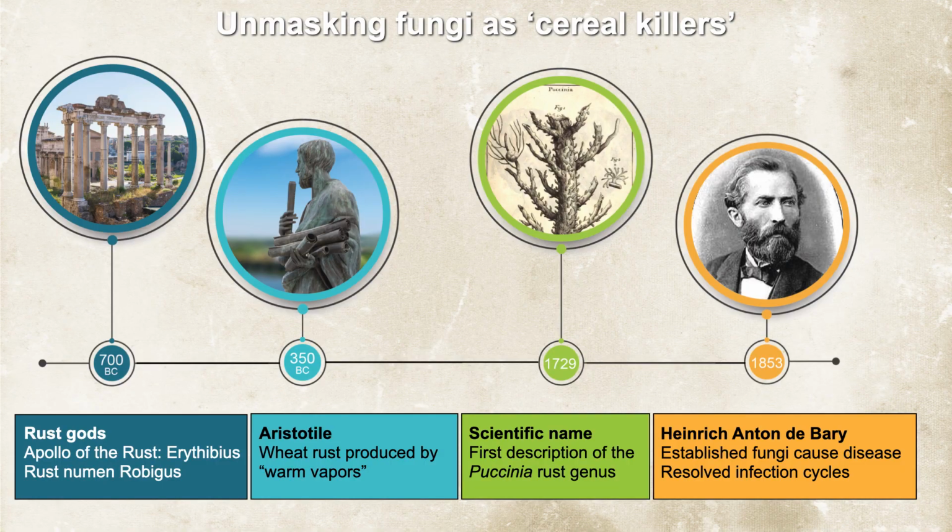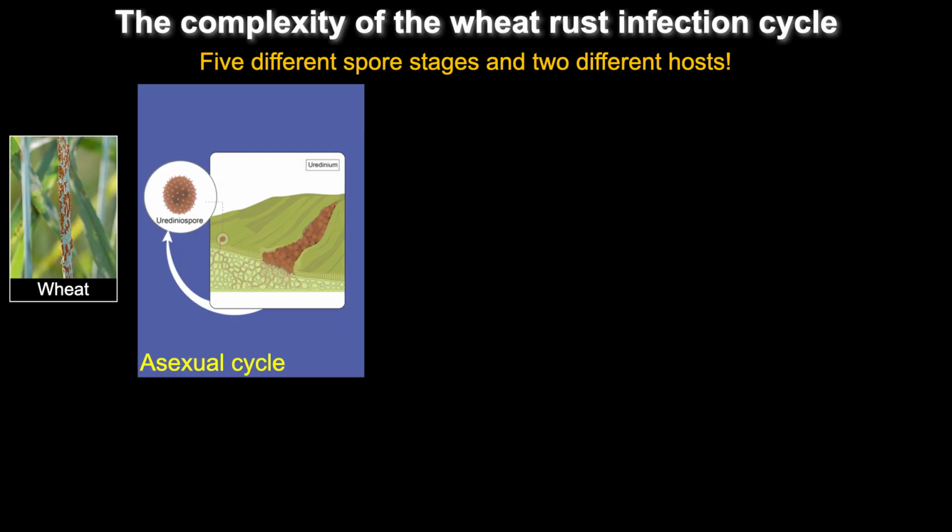It wasn't until the phenomenal work of Hendrik Antoine de Bary that he was finally able to show that fungi could cause plant disease. This was in the mid-1800s. His work also went on to resolve the very complex infection cycle of these deadly serial killers. And to really appreciate his work, we're going to have a look at the very complicated life cycle of these wheat rust fungi.